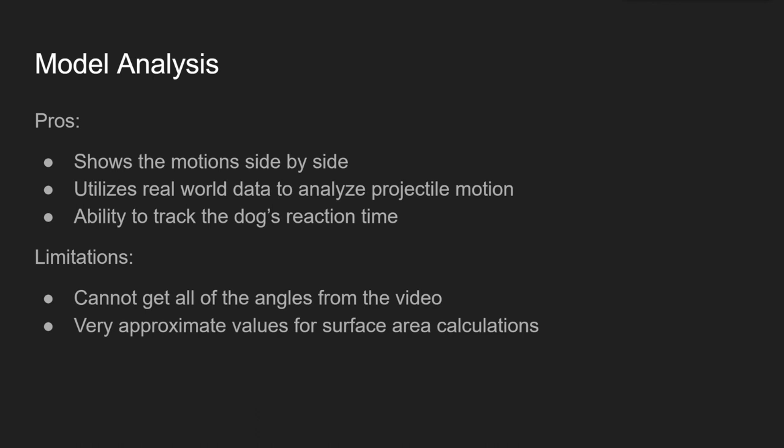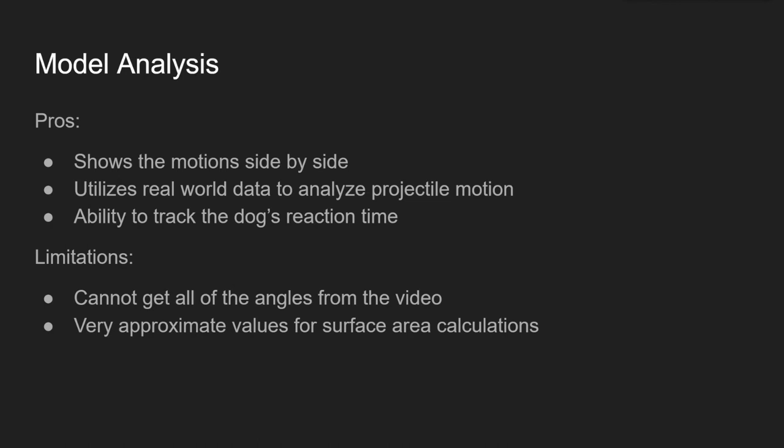For instance, we cannot accurately estimate the angle of each throw through the video because of the camera angle. This is a real limitation because we essentially had to estimate what the angle was and hope for the best. Furthermore, there are very approximate values for the surface area calculations, as determining the surface area of a meatball is one thing, but determining the surface area of a steak is completely different.